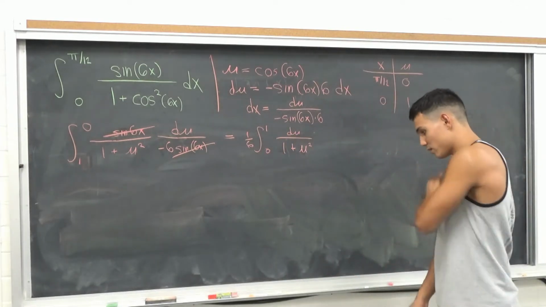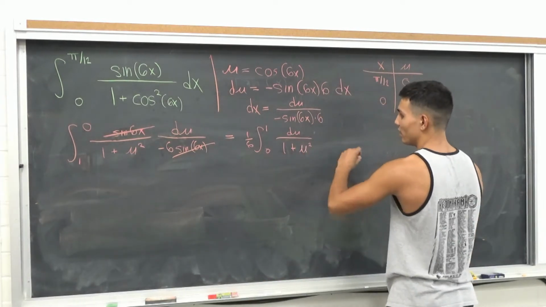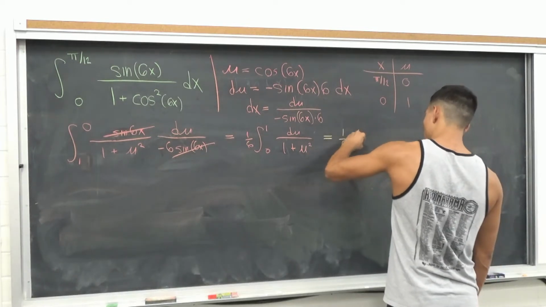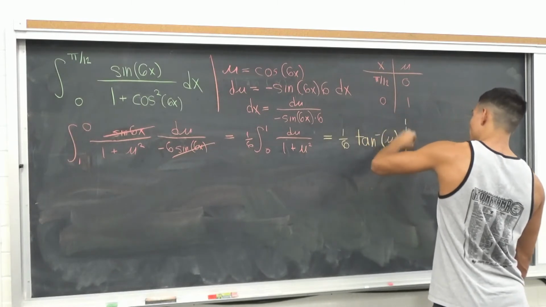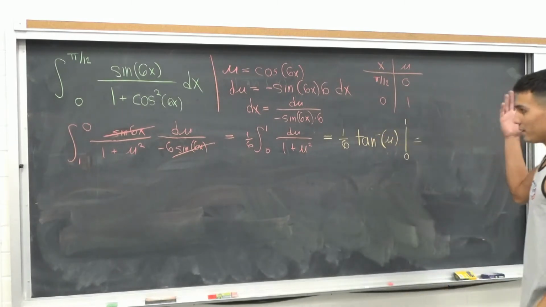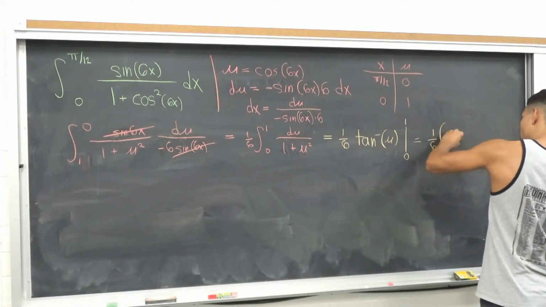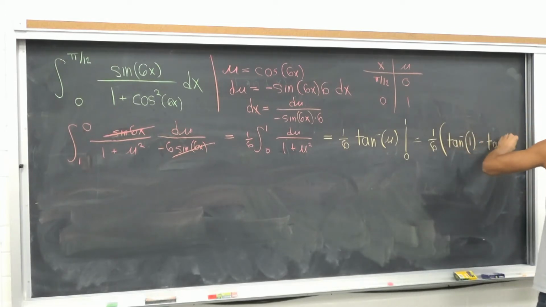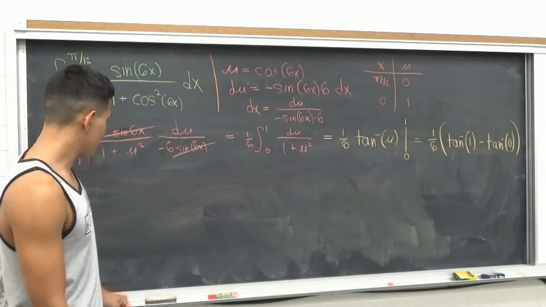Now this is really nice to see, because if you see this right here, what does that look like? That looks like arctangent, right? So we get 1/6 tan inverse of mu from 1 to 0. And then you get 1/6 times tan inverse of 1 minus tan inverse of 0. So this is a nice answer. You could leave it there. Actually, that's an ugly answer. Don't leave it there. So let's draw the unit circle.